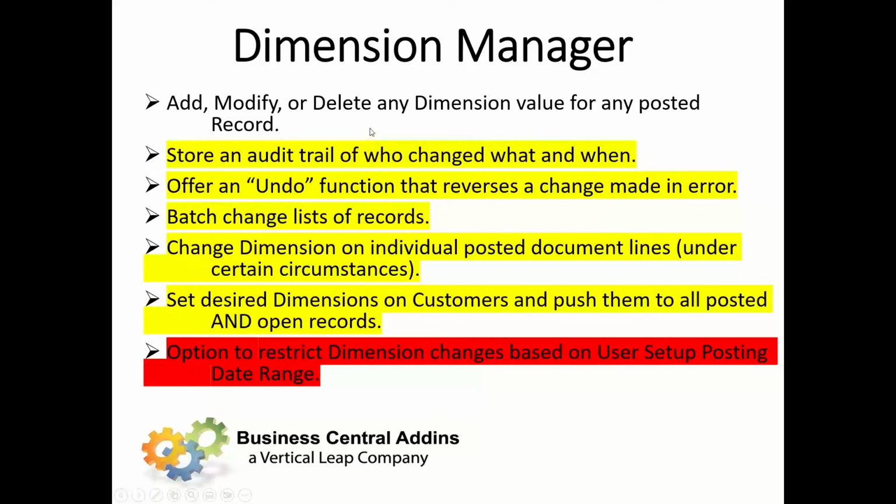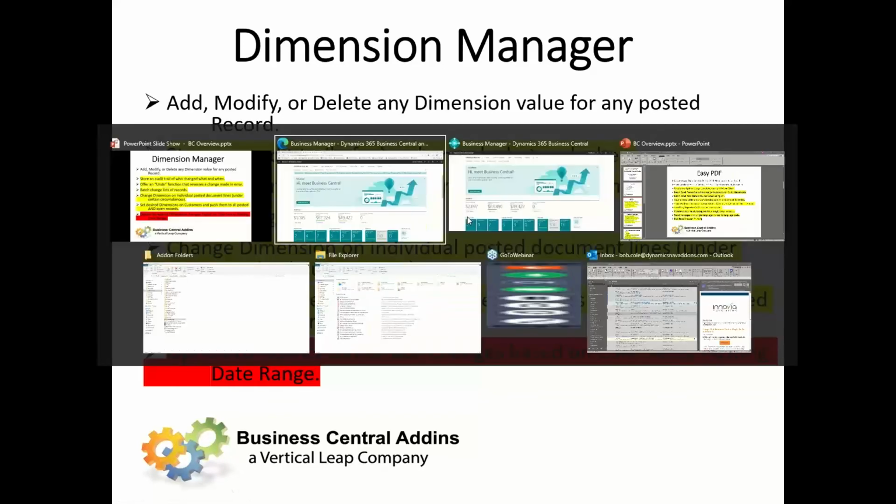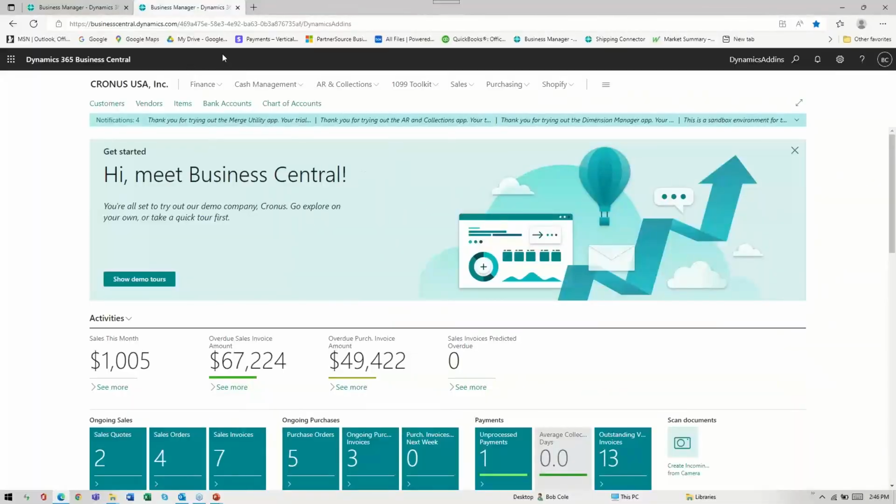Now, you can go back one transaction at a time and fix it. At least I'm told you can. Or you can use Dimension Manager. So how does that work? Let's take a look. Let's go into Dimension Manager.